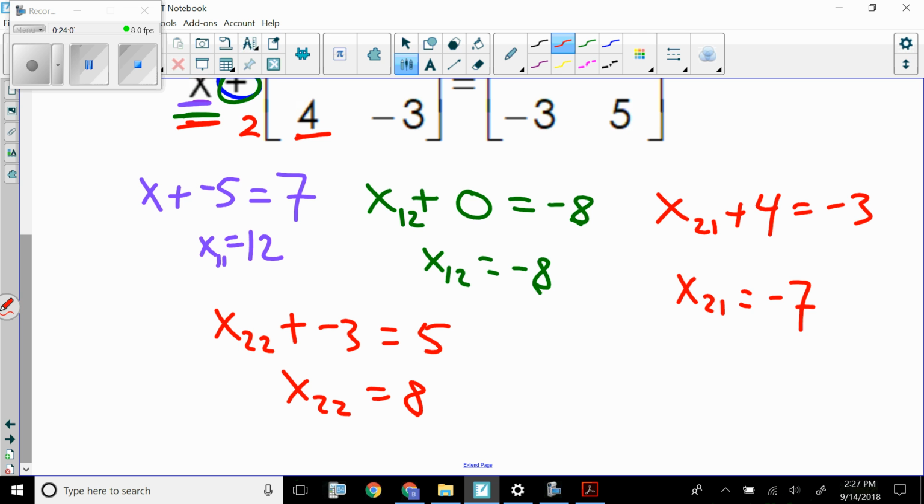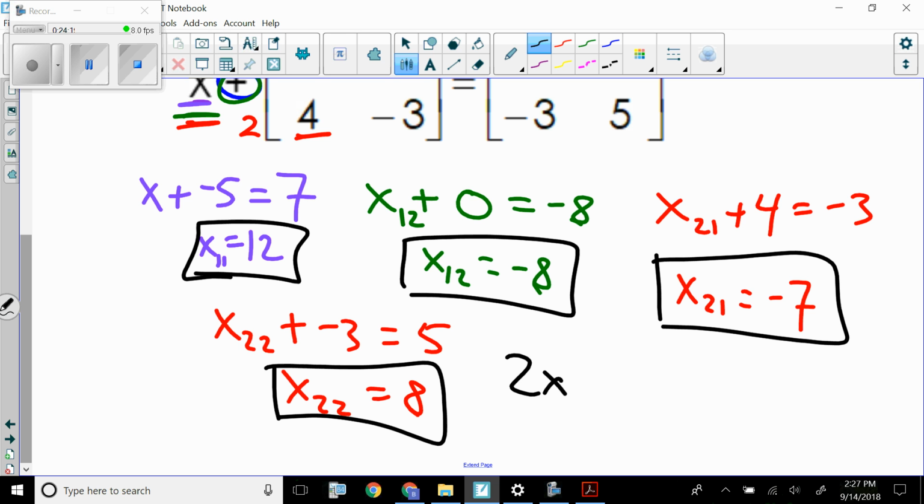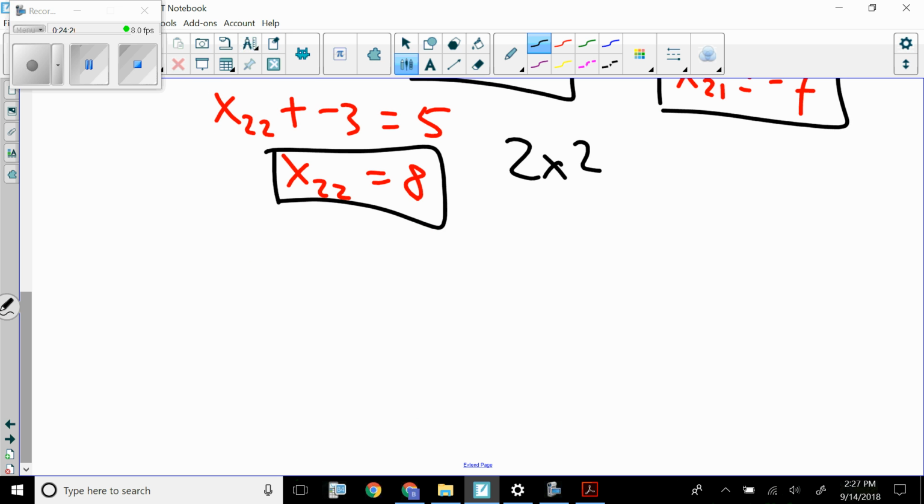At this point, I have 4 x's. Should I have 4? Well, I need a 2 by 2. If it's 2 by 2, how much space is that? Well, that's 4. There's 4 elements. Okay, now I just need to put it in the correct order.